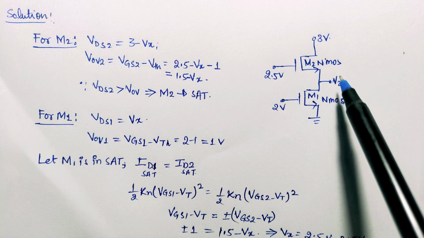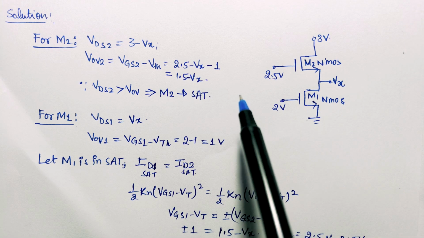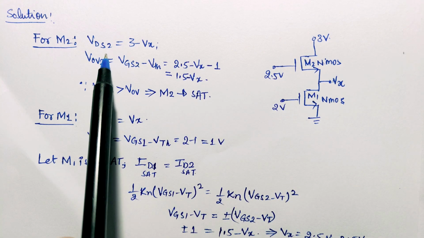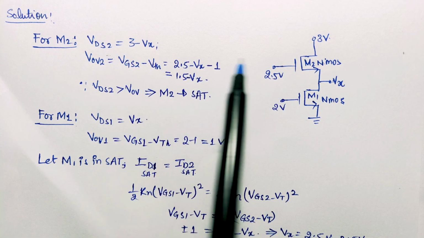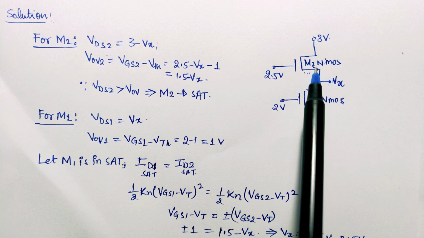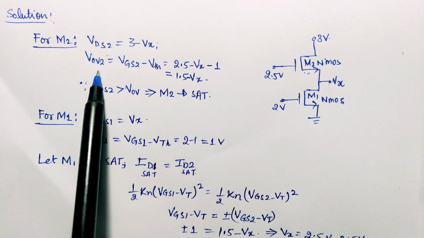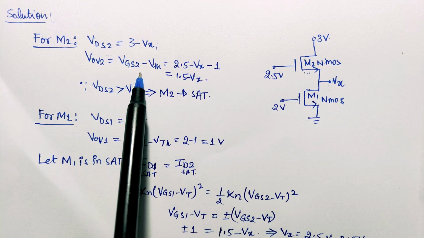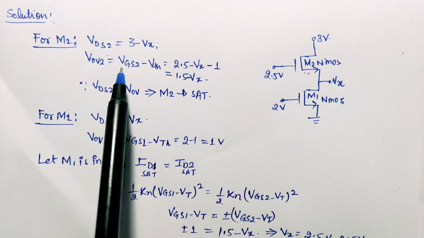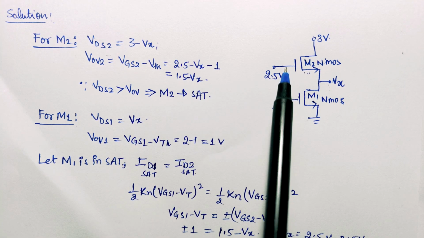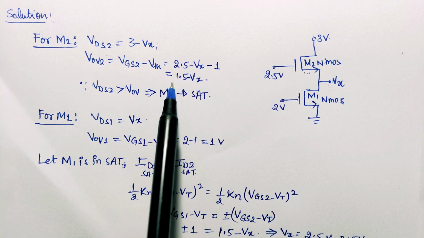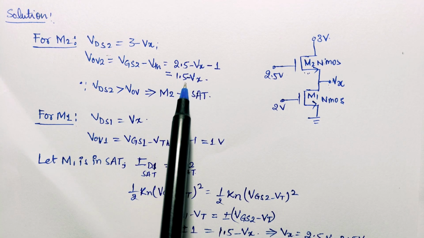We can see that both transistors are NMOS transistors. Here VTH of both transistors is 1 volt. If we see this transistor M2, then VDS2, the drain to source voltage of transistor 2, can be written as 3 minus Vx. This is the drain voltage and this is the source voltage. So VDS2 will be equal to 3 minus Vx. Here overdrive voltage can be written as VGS2 minus VTH. So overdrive voltage VO2 will be equal to VGS2 minus VTH. VGS2 can be written as 2.5 minus Vx, and minus VTH, which is given in the question as 1 volt. So overdrive voltage 2 is equal to 1.5 minus Vx.